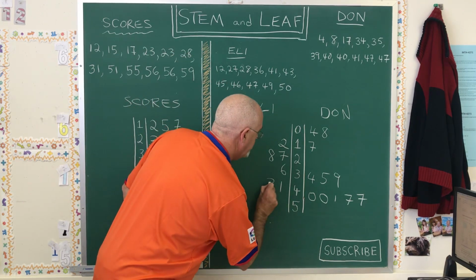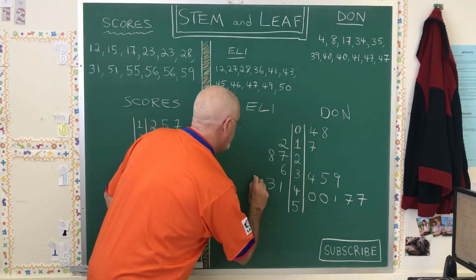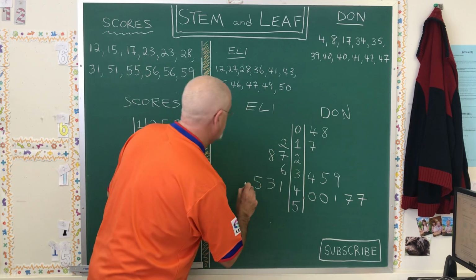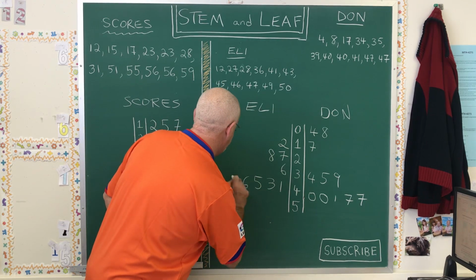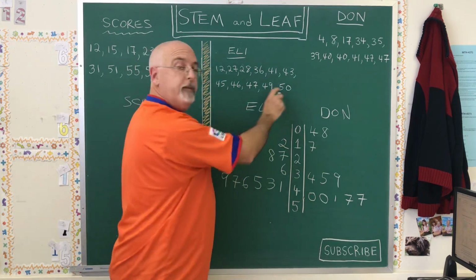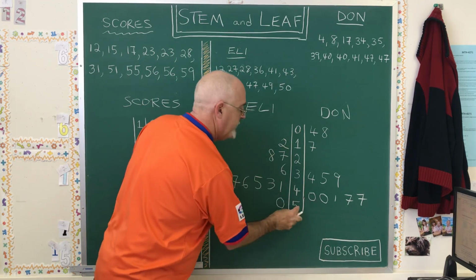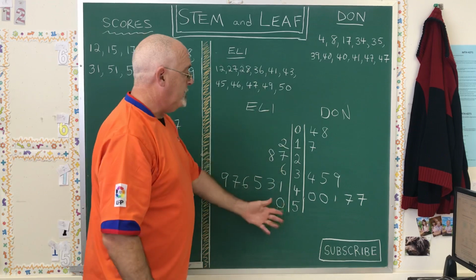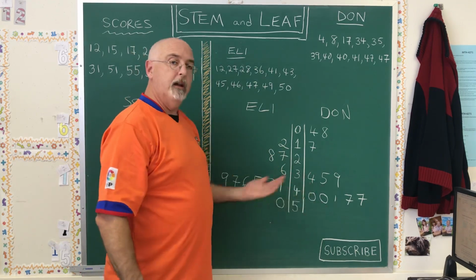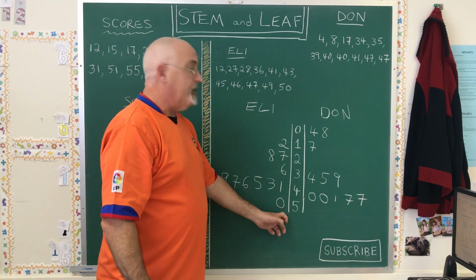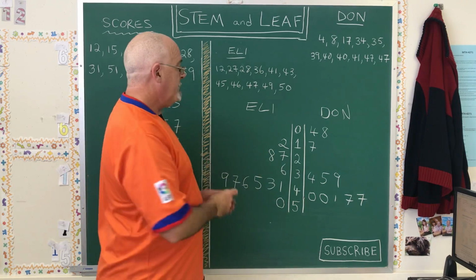lots of numbers in the 40s, 43, 45, 46, 47, 49. And we have a 50. There's a student in Eli's class who got a perfect grade, and that's why I had to have a 5 between the bars in this table, because one of the sets of data that are showing on the table had a number that started with a 5.